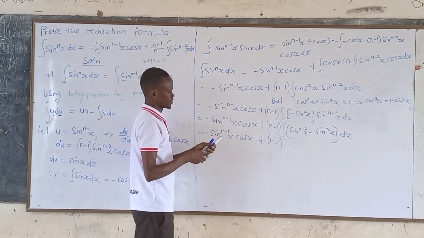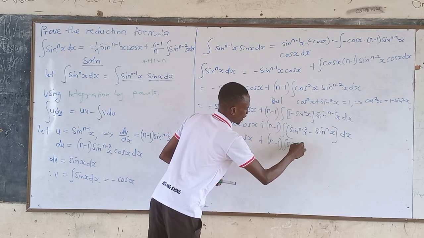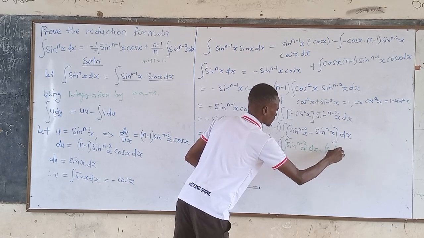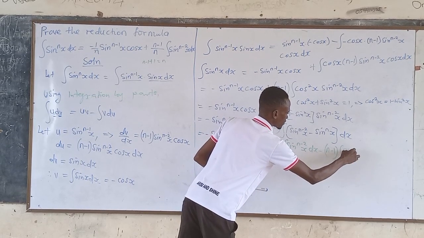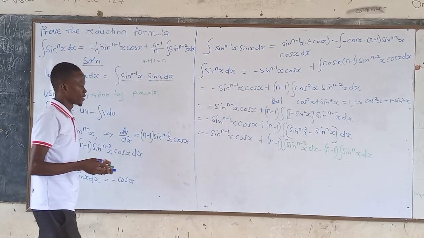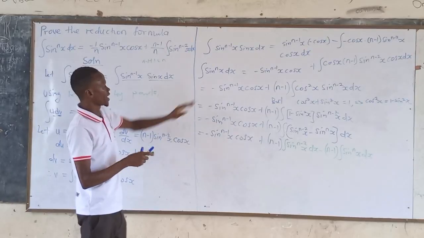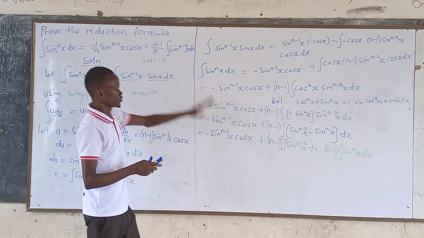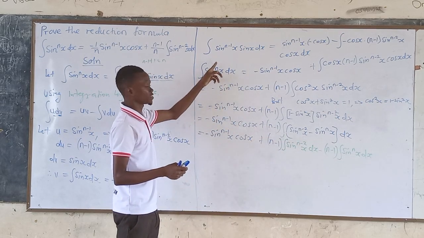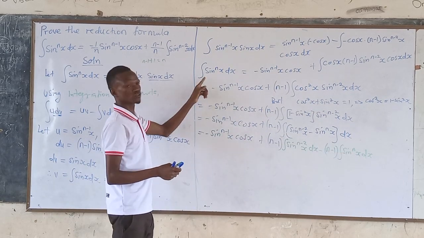And so this will give us n minus 1 times the integral of sine n minus 2 x with respect to x, minus n minus 1 times the integral of sine raised to the power n x dx. So finally, we have this to be equal to this. But when you compare the left hand side to the right hand side, we have sine x raised to the power n and we have sine x raised to the power n. So we can group like terms by taking this one across the equal sign to this.